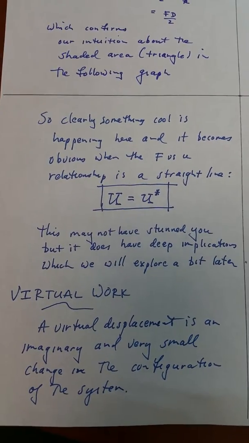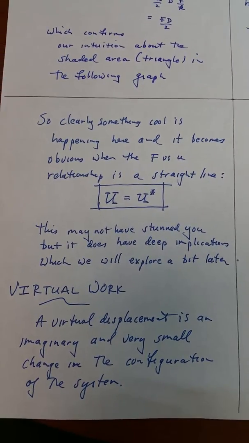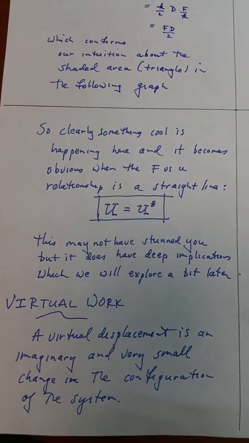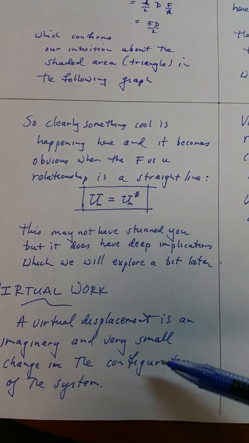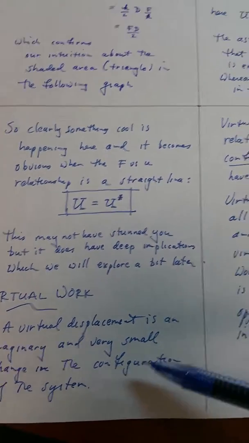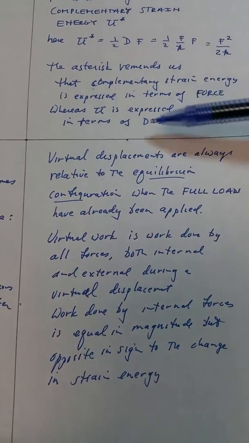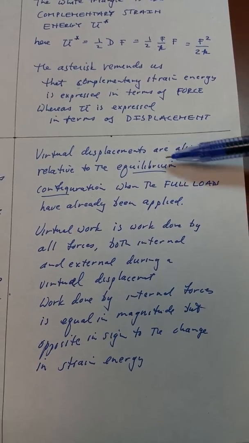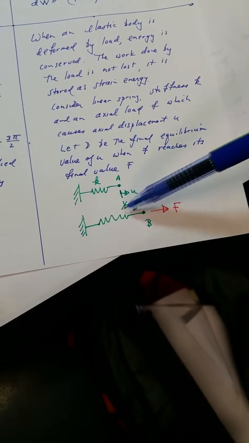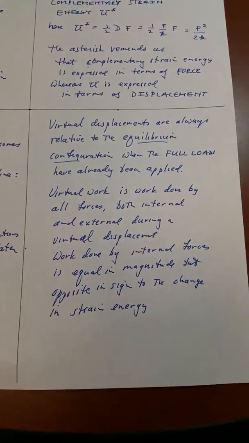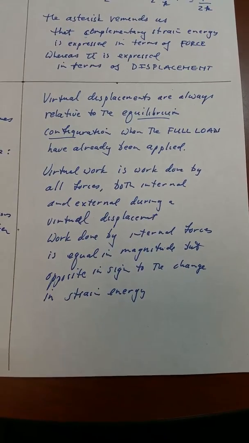A virtual displacement is an imaginary thing. It doesn't exist. That's why it's called virtual. And it's very, very small. And it happens in the equilibrium configuration here. So that's a key idea, that after the loads are applied, you're in equilibrium. So for instance, after the F has been applied and we're stretched to D, then we apply a virtual or a very, very tiny imaginary displacement.